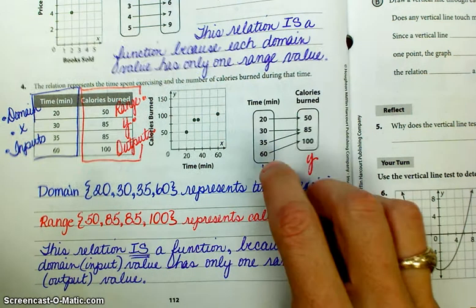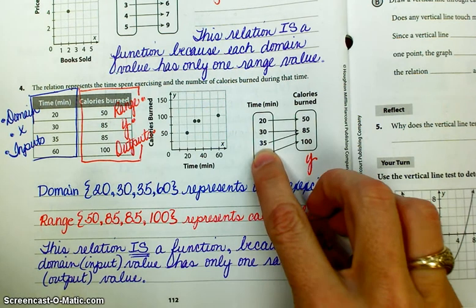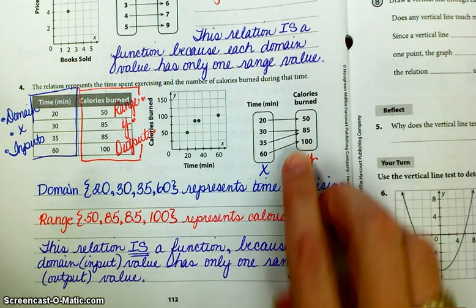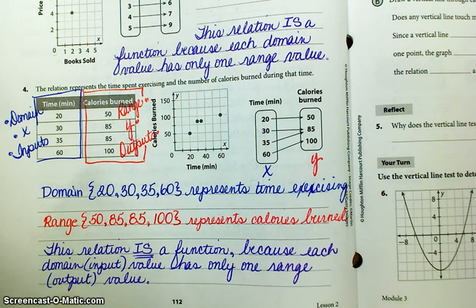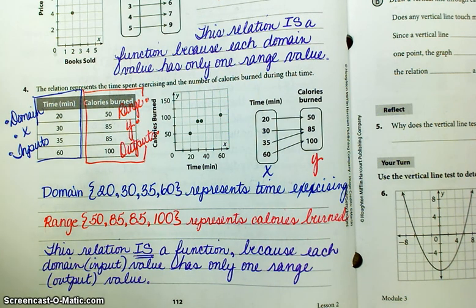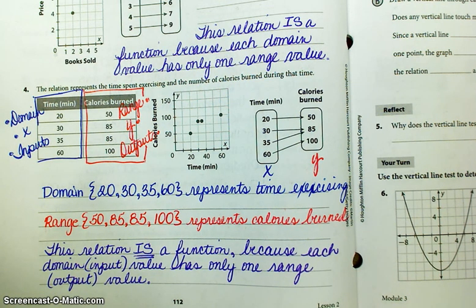So you can see how two different inputs might give you the same output, but you can't have it the other way around. For instance, can I exercise for 30 minutes on a specific day and burn both 50 and 100 calories? It doesn't make sense. If I'm going to input a certain amount, I'm going to get either one value or another. I can't get two separate values. Okay?